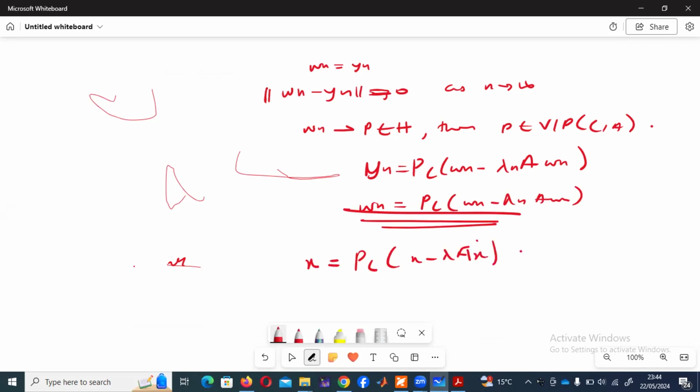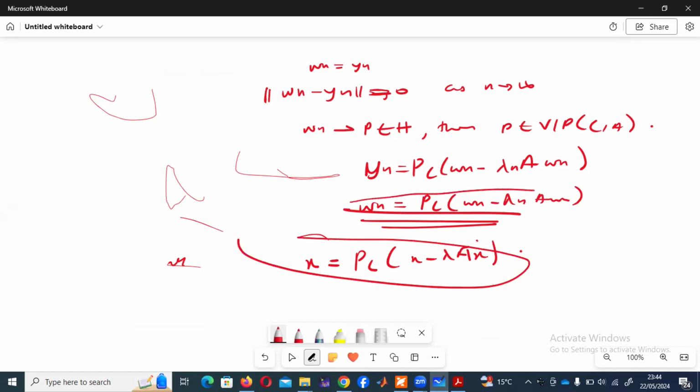Okay. So whatever gives you something like this, you have arrived at the solution, and that is what you're getting here. When Wn and Yn are the same, that is when Wn minus Yn goes to 0, you have arrived at the solution.